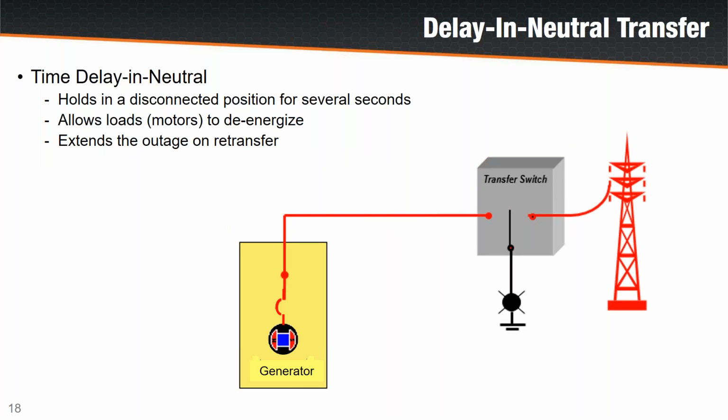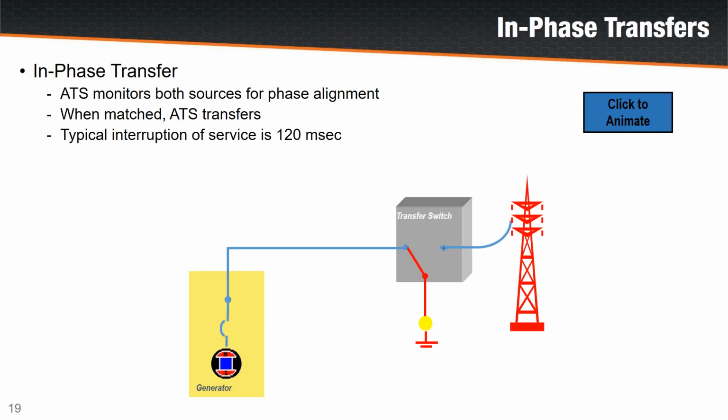So the concept of delay in neutral basically means when we're transferring back from the generator to the utility source, the switch is going to get to a disconnected point halfway in the transition between the two, and it's just going to hold there for a few seconds. The point of holding there is really to allow the loads to fully decay and turn off. So it's designed to have the loads achieve a full off state before picking up the utility source.